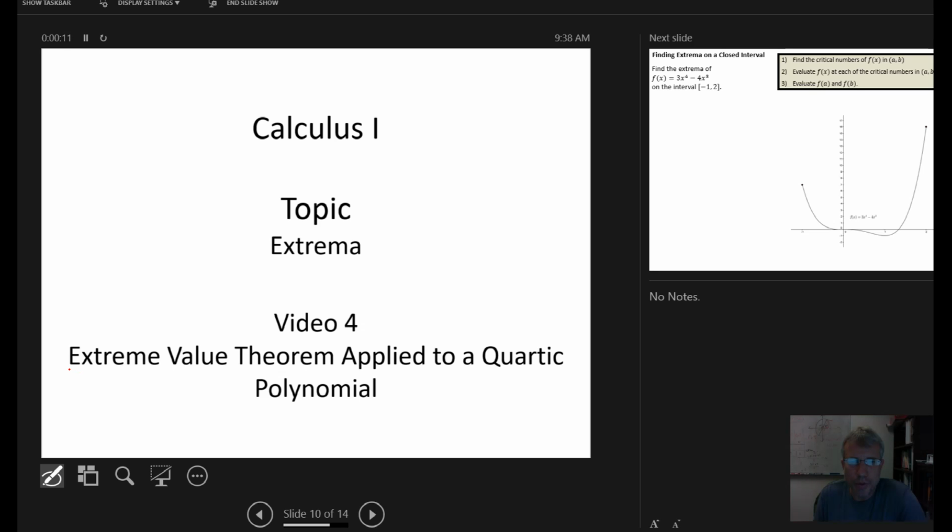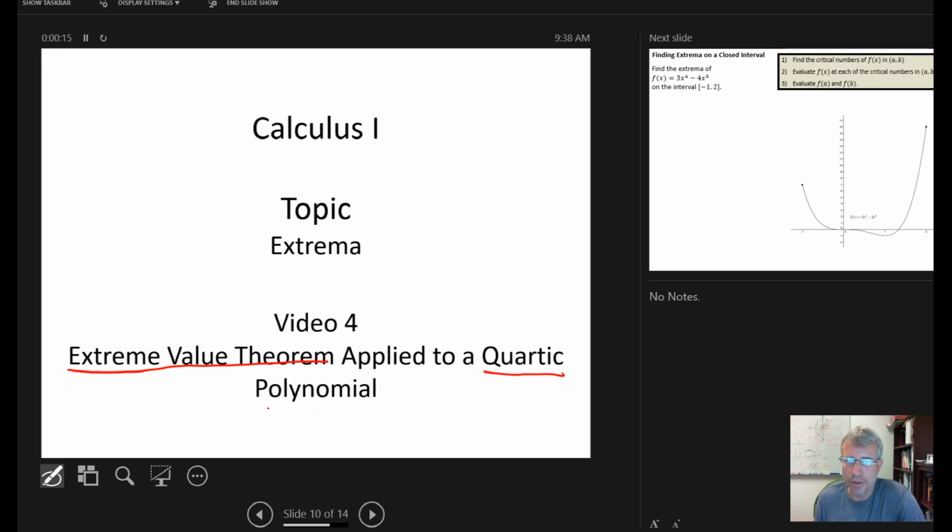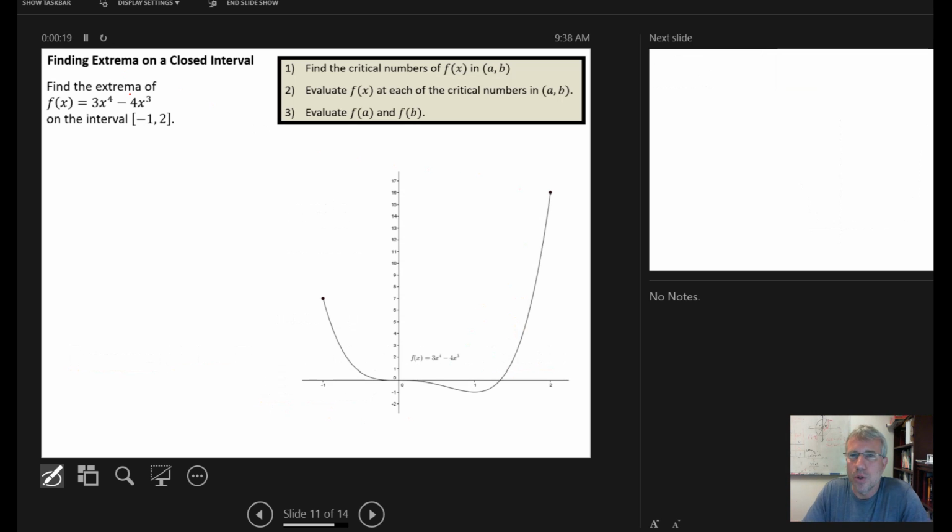So in this video, we're going to apply the extreme value theorem in the context of a quartic polynomial. The quartic is just a fourth degree polynomial. When using the extreme value theorem, the things to remember are we're looking for the global minimum and global maximum outputs of a function over a closed interval. So with the extreme value theorem, we always are going to be working with a closed interval.